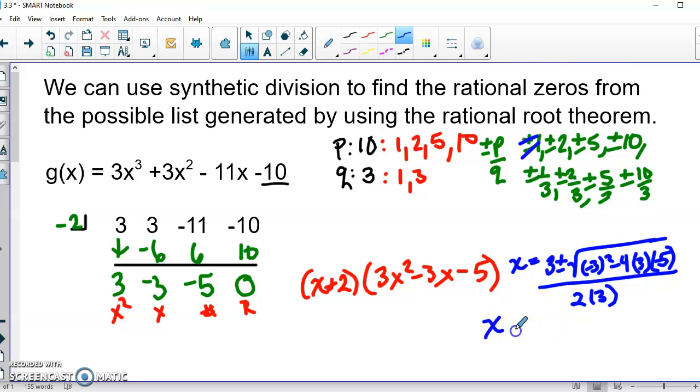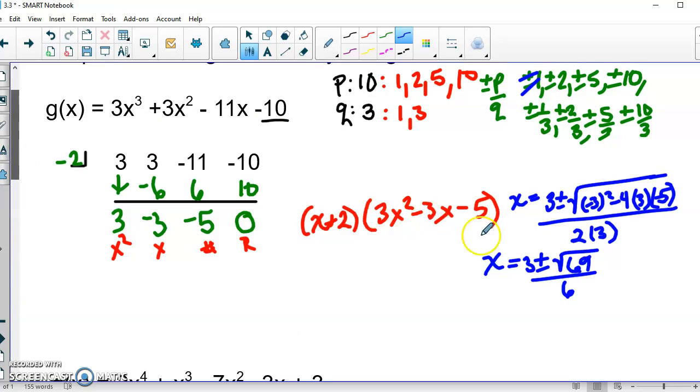And this simplifies to 3 plus and minus the square root of 69 over 6. Okay, so if I wanted to write this in factored form, our two additional solutions, which are irrational because we have the square root of a non-perfect square, but they still are solutions or zeros to this polynomial.